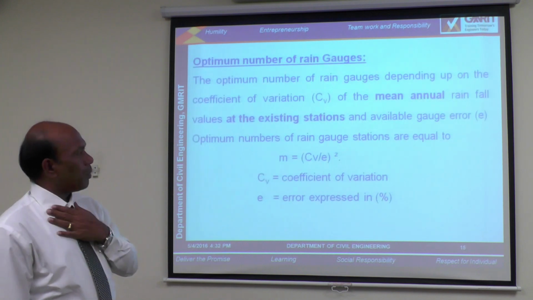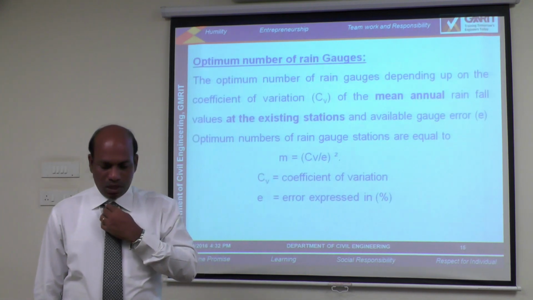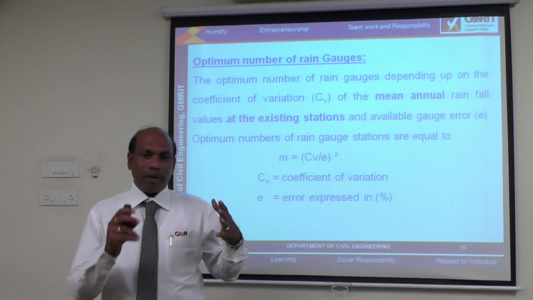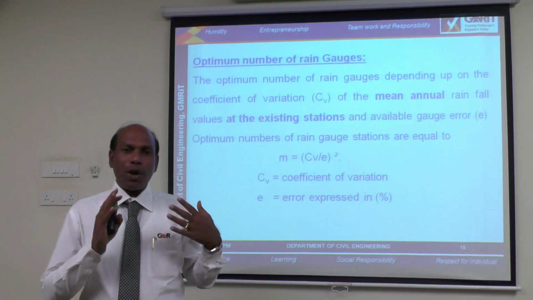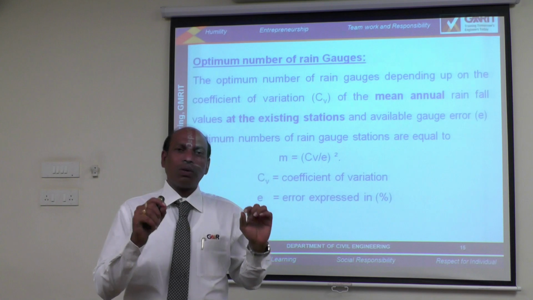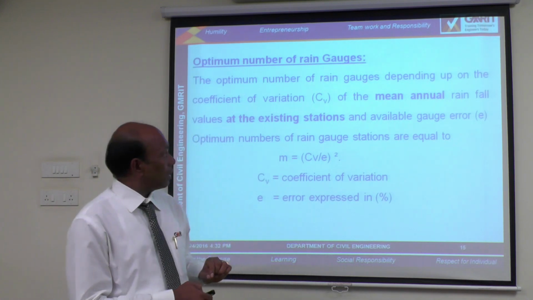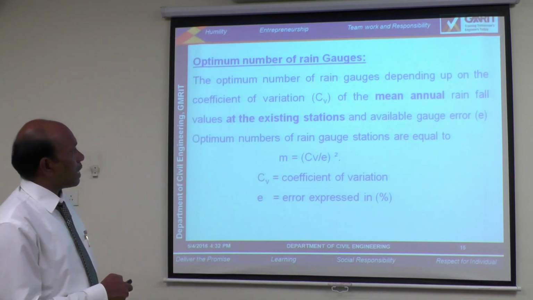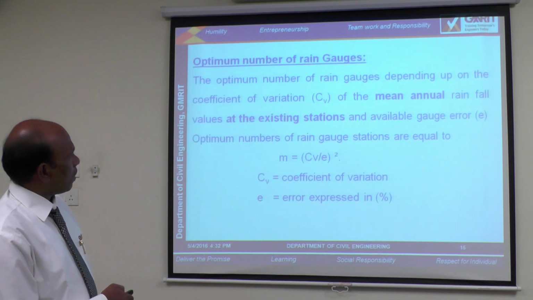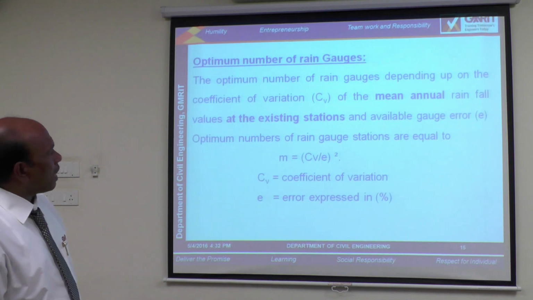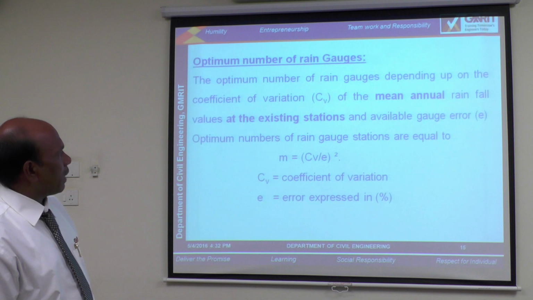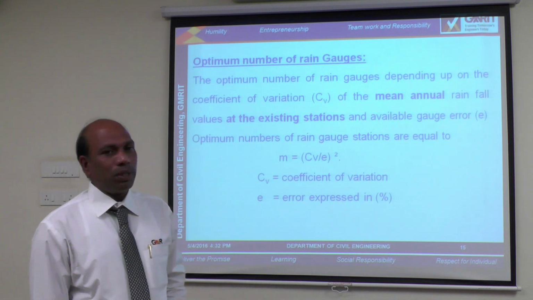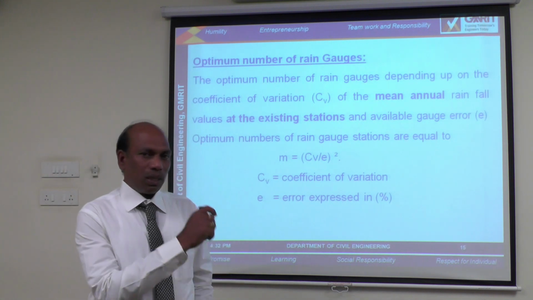Next one, optimum number of rain gauges. The optimum number of rain gauges must be analyzed to design hydraulic structures on a particular area. The optimum number of rain gauges depends on the coefficient of variation of the mean annual rainfall value at the existing stations and the available gauge error. So this is the definition.